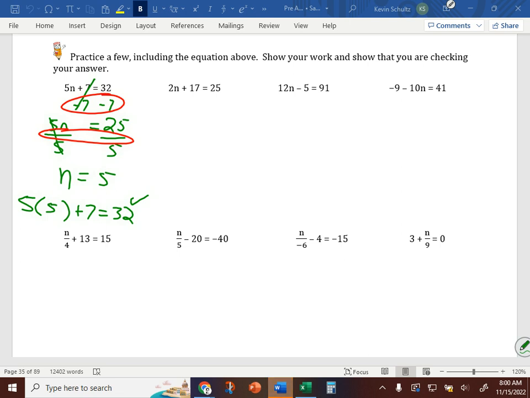So this next one, 2n plus 17 equals 25. What are the operations in the equation? What do you see? Multiplication and addition. So to undo those, we are going to the opposite, subtract and divide. Okay? How do you know which one to do first? Would you subtract 17 first or divide by 2 first?